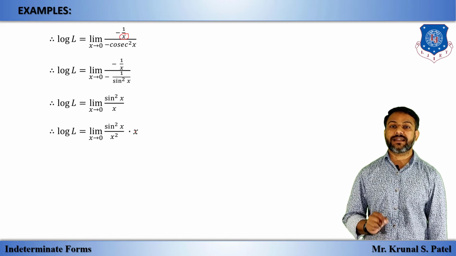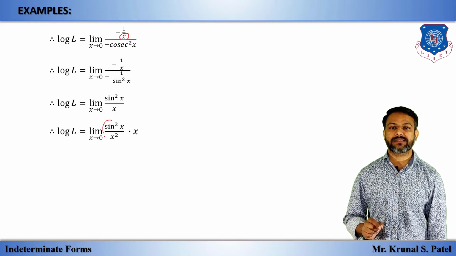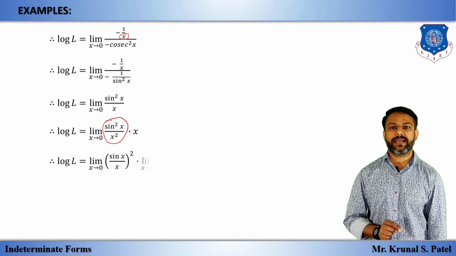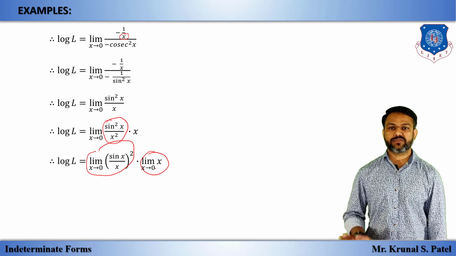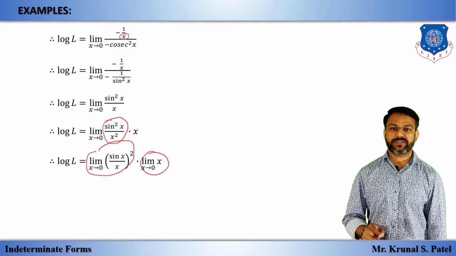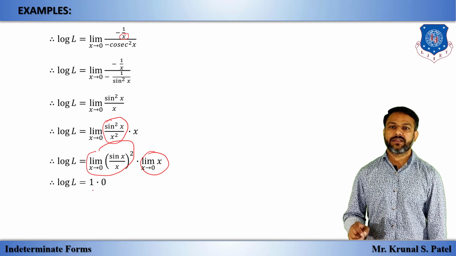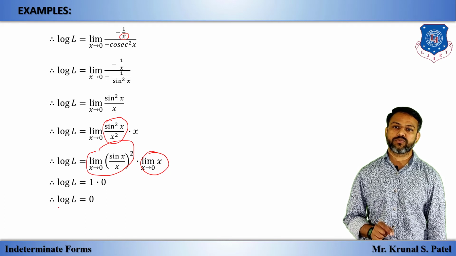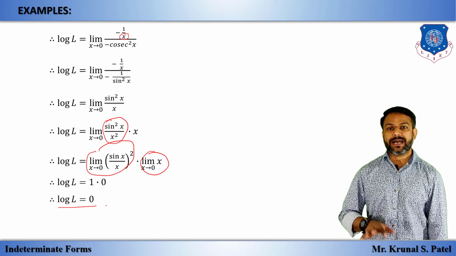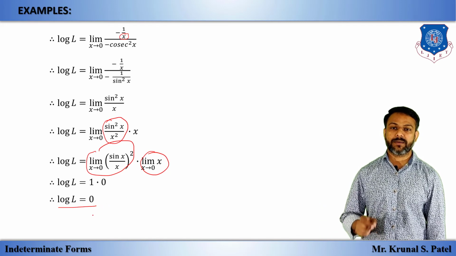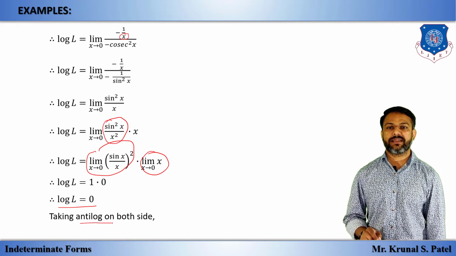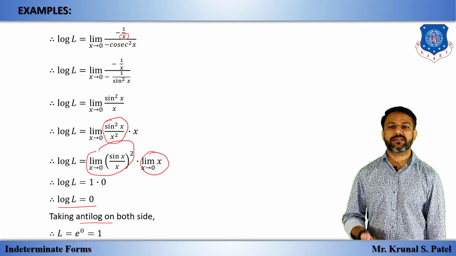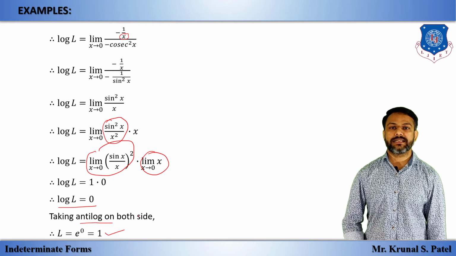So we have a standard limit. So remaining is limit x tends to 0 of sin x by x, and limit x tends to 0 of x. So this is 1 and this is 0. So we have finally log L is equal to 1 into 0, that means 0. After getting this answer, compulsorily we have to take antilog on both sides. So we have L is equal to e raised to 0, which is 1. This 1 is the final answer.